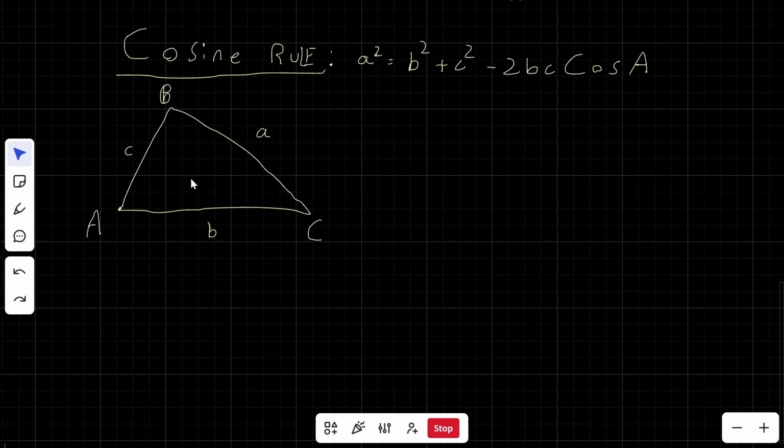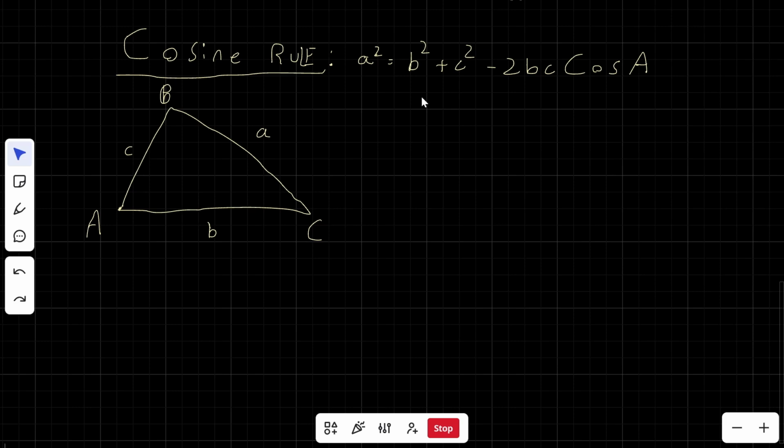So I've annotated this triangle here. The capital letters indicate the corners of the triangle, the angles, and the lowercase letters indicate the lengths of the sides opposite. So, for example, a is the length of the side opposite the angle capital A, and so on and so forth with capital B, lowercase b, capital C, lowercase c.